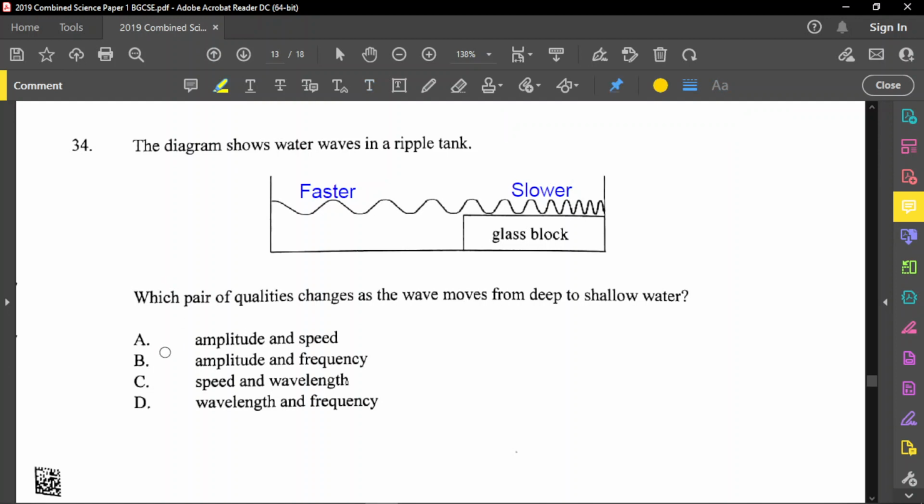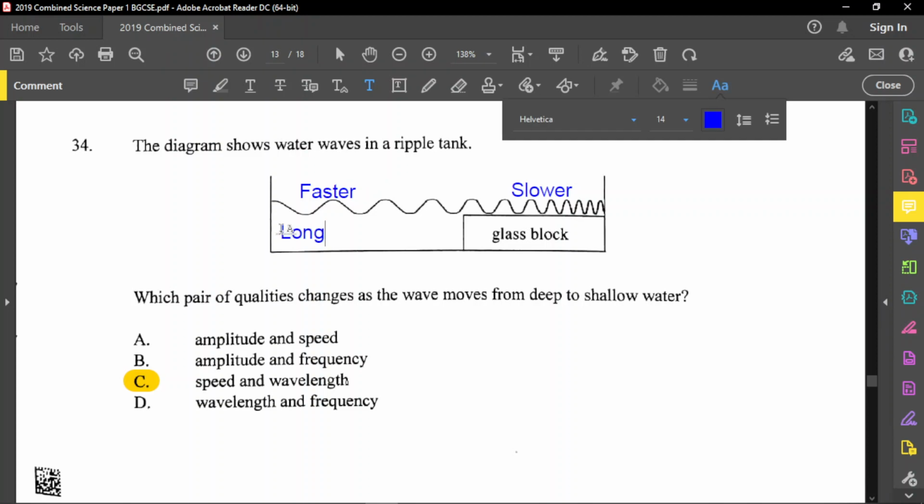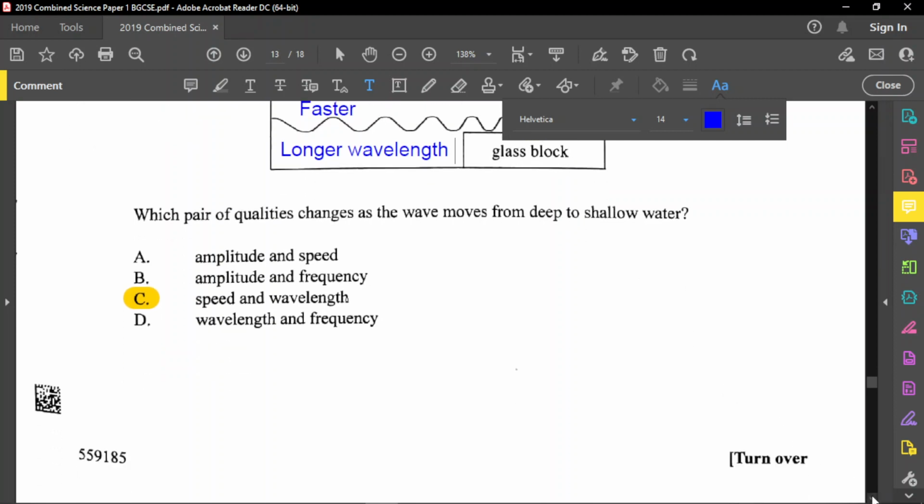So our answer here is amplitude and speed. No, actually wavelength and speed. Those are the two things that change. Again, let me put longer wavelength in one part, and the next part is going to be shorter. This one has longer wavelength, just to make a note. Of course, in the shallow water we'll have shorter. Just to outline that, in case you need that information, you will have it right there.